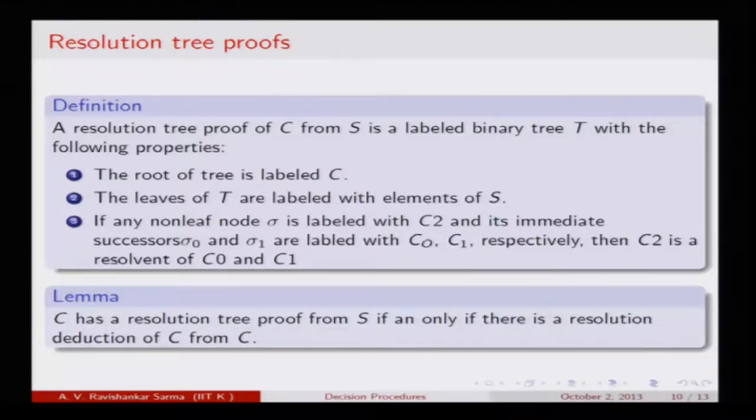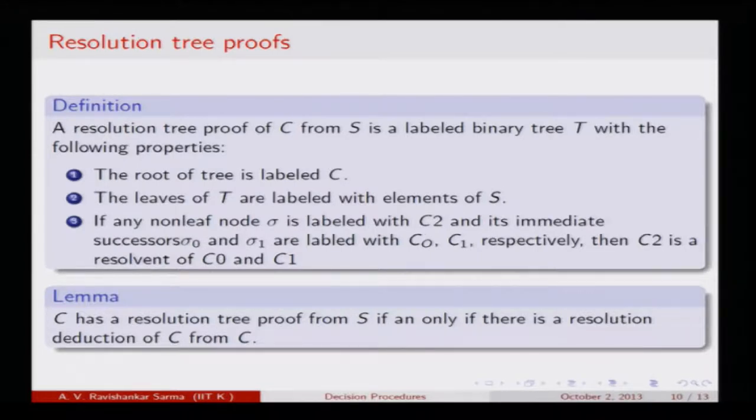Now the root of the tree is going to be your clauses, whatever clauses you have taken into consideration, and the resolvent is considered to be its logical consequence, its corresponding nodes, like its branches. The leaves of T are labeled with elements of S, and if any non-leaf node sigma is labeled with C2, and its immediate successors sigma 0 and sigma 1 are labeled with C0 and C1, then C2 is considered to be a resolvent of C0 and C1.